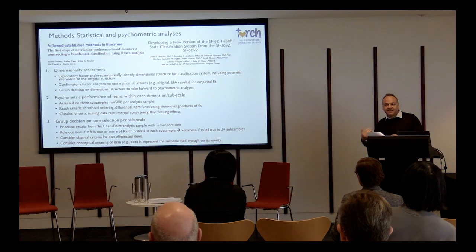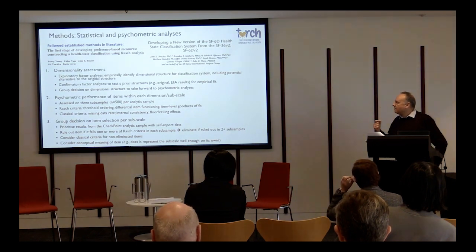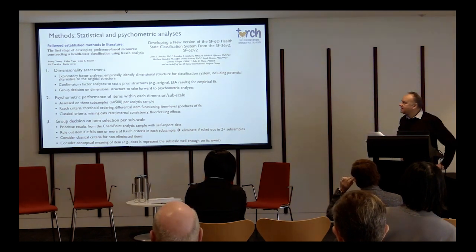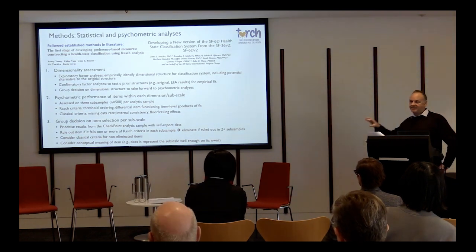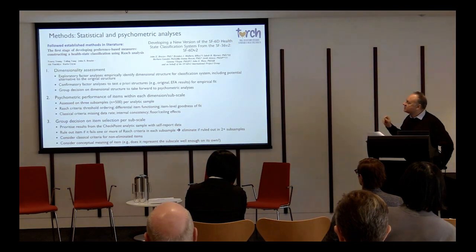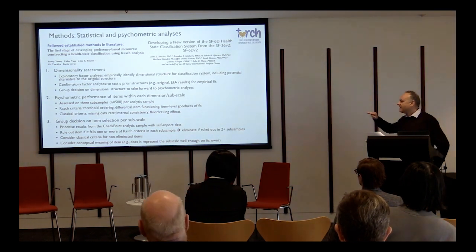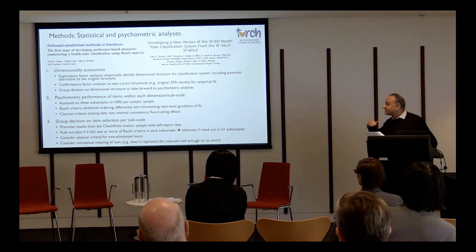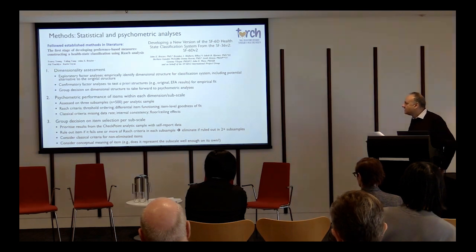Once we had completed the dimensional assessments, we went through a series of psychometric assessments of each item within each of the selected dimensions or subscales. And to do that, we created 3 subsamples, each of a sample size of 500 for each of the 3 analytical samples. And then we applied a range of tests of Rasch criteria, including threshold ordering, differential item functioning, and item level goodness of fit.